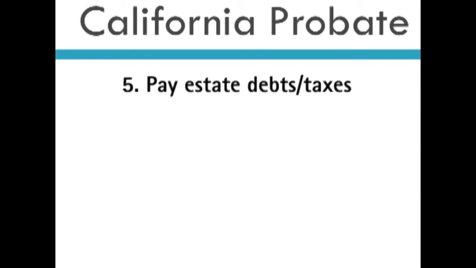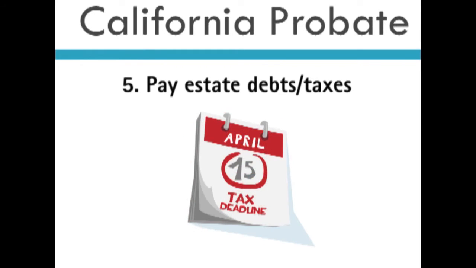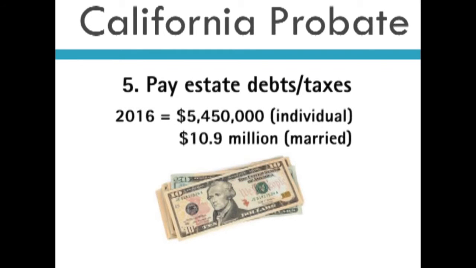5. The executor pays estate debts and taxes. When a creditor files a claim, the executor pays that debt. The executor also files your final tax return and pays any taxes for an estate that exceeds the exemption amount. In 2016, the exemption amount for your gross taxable estate is $5.45 million. That's $10.9 million for married couples. That is exempt from federal estate taxes.